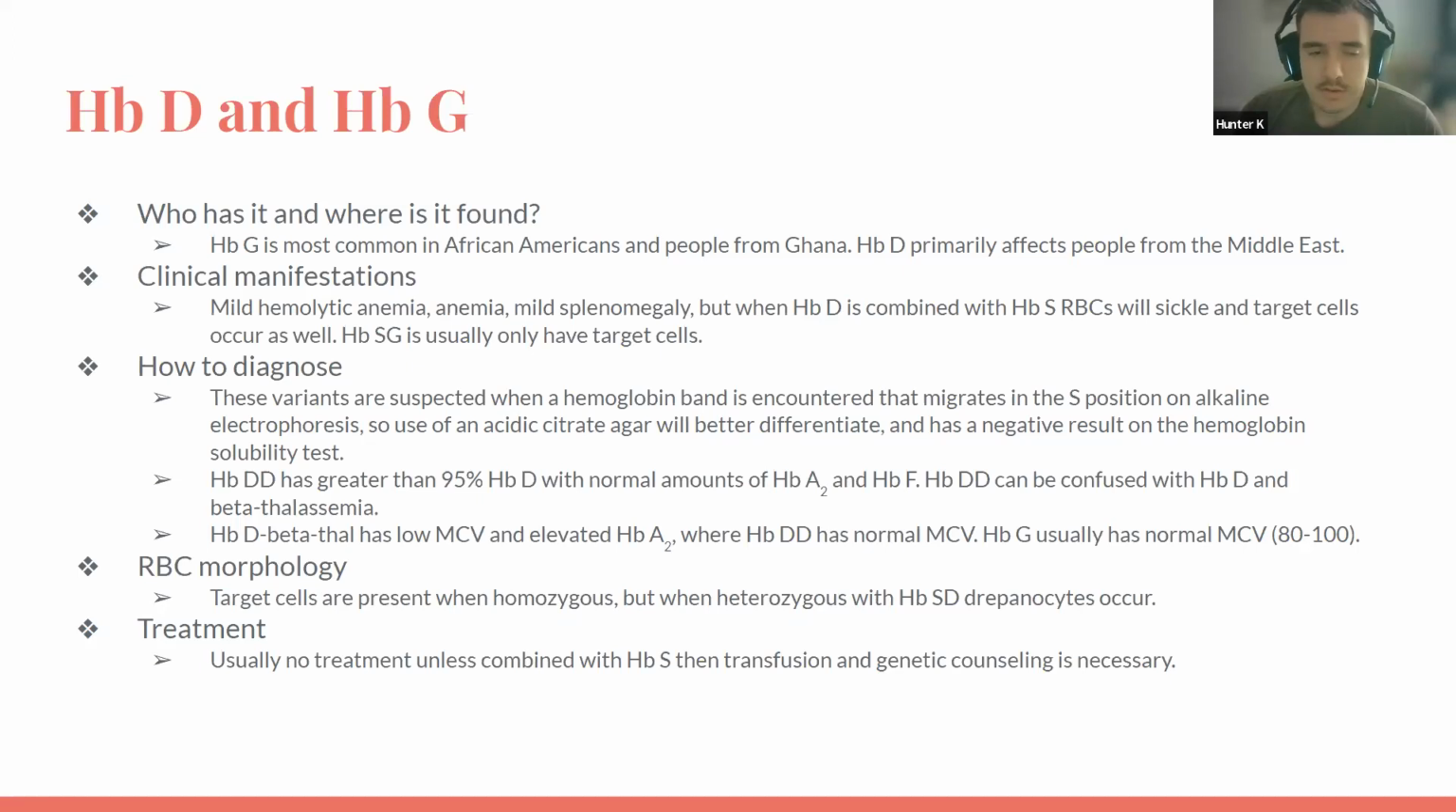HbDD can also be confused with the compound heterozygous state for HbD and beta thalassemia. You can differentiate between the two disorders based on the MCV. HbD beta thalassemia produces a low MCV and an elevated HbA2, whereas both values are usually normal in HbDD disease. Treatment: there's usually no treatment unless it's combined with HbS, and then you're going to want to have transfusion and genetic counseling if necessary. The morphology tends to be just target cells when homozygous, and when heterozygous, target cells or sickle cells can occur.